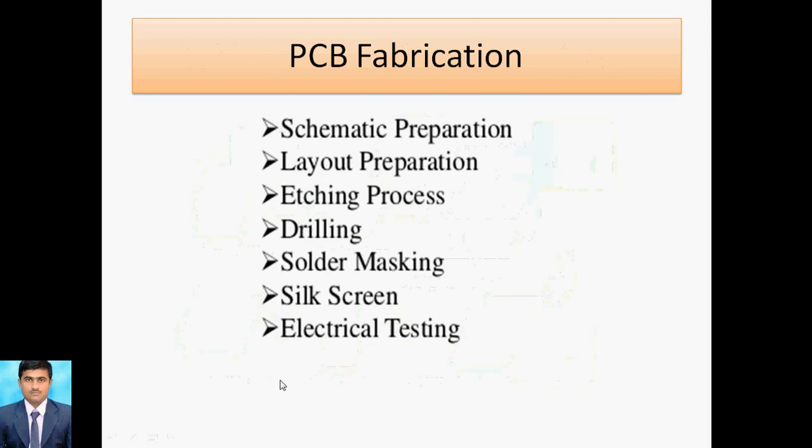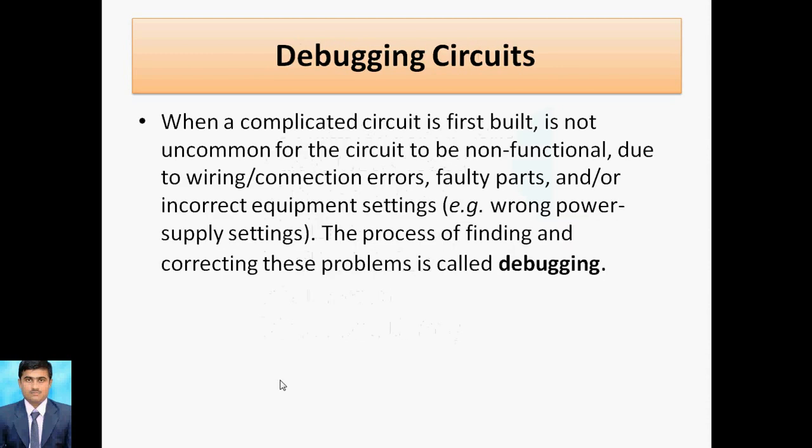The next is PCB fabrication. We already discussed the PCB fabrication. The first point is schematic preparation. The second point is layout preparation. The third point is the etching process. Next are drilling, solder masking, silk screen, and electrical testing. So these are the PCB fabrication steps.